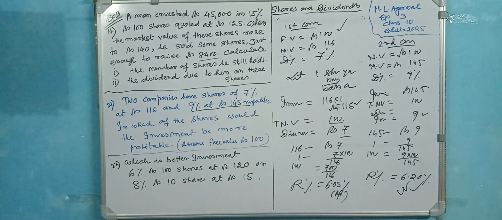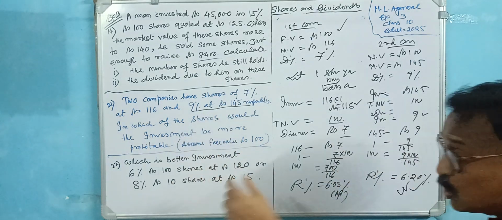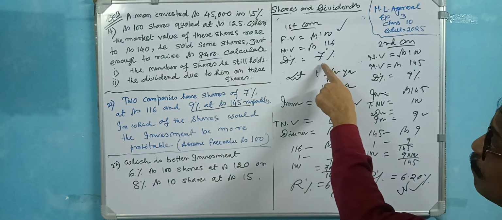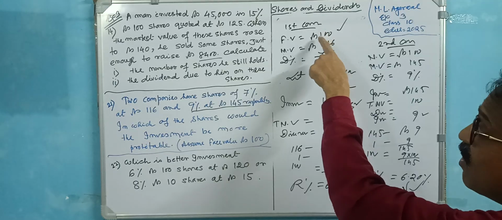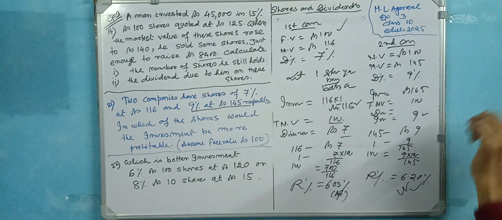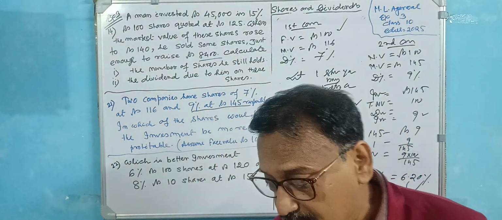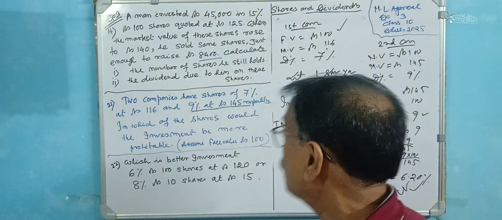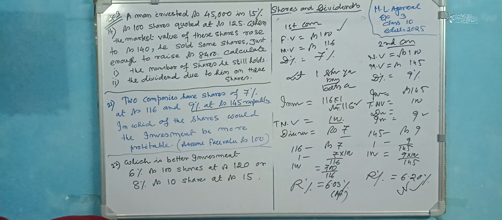Very interesting sum. Okay, but the next question is very interesting. Here the dividend percent is 7% and the face value is 100. We remember dividend percent 9 and face value is 100. But in the next question, that is very interesting. Okay, look, is it clear to you or not? Is it clear to you?